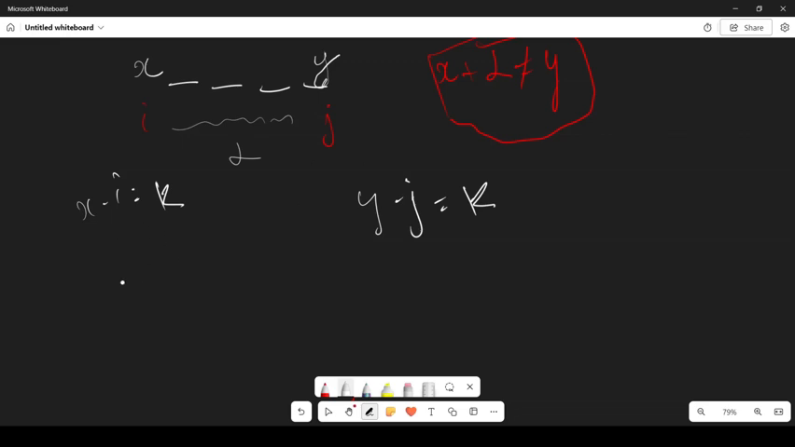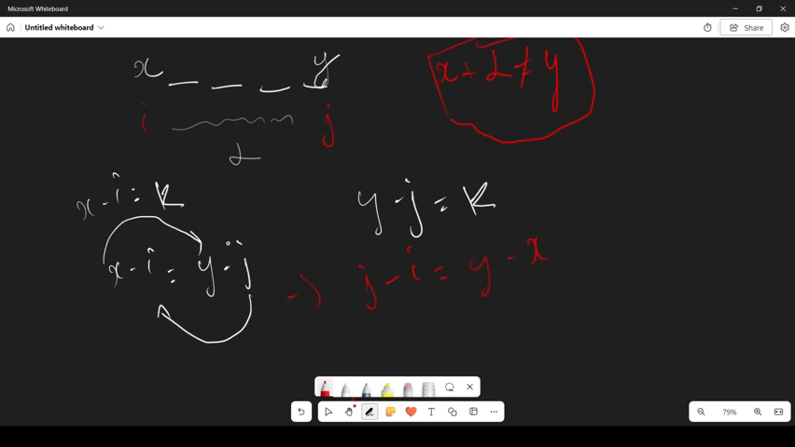As both are key, let's equate them. That will become x minus i is equal to y minus j, right? What I will do now is send this j here, and send this x to this side. So this will become j minus i is equal to y minus x.